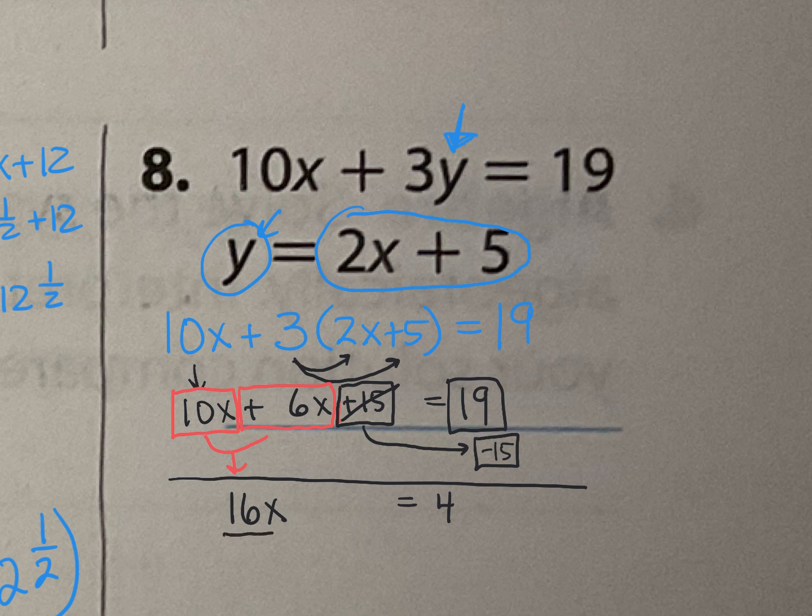We have to divide by 16. Ugh, this is getting ugly. X equals 4/16. But we could say this is 4 times 1, and we could say this is 4 times 4. So the 4's cancel out, and this is just 1/4.